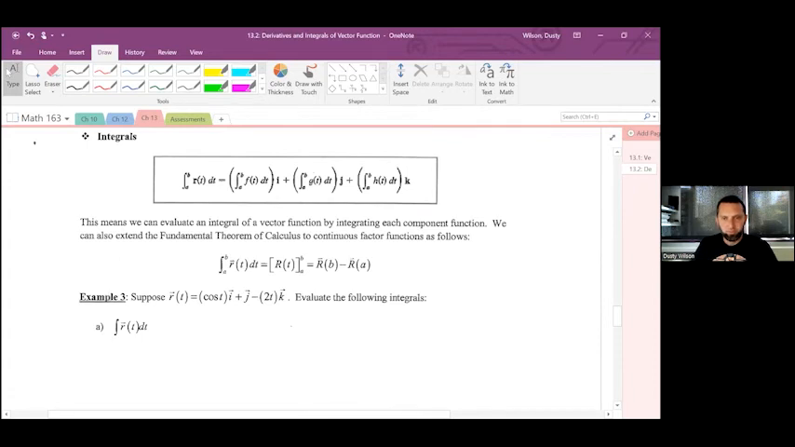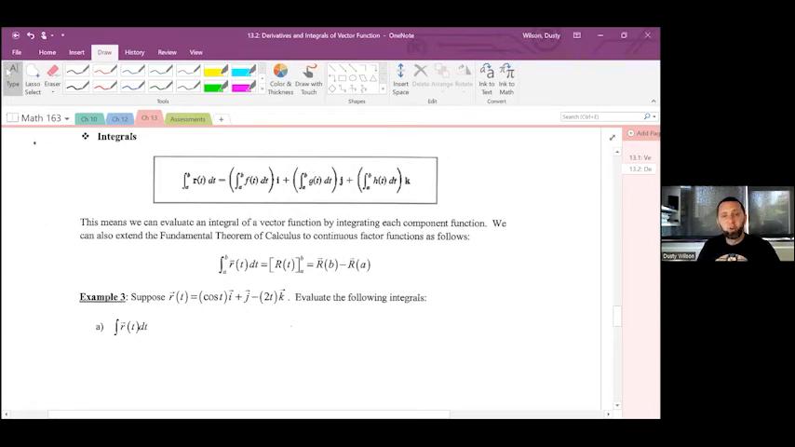Integrals. The integral from a to b of the vector valued function r(t) dt equals the integral from a to b of f(t) dt i plus the integral from a to b of g(t) dt j plus the integral from a to b of h(t) dt k. Here, of course, we are again assuming that r(t) equals f(t), g(t), h(t). So this means that we can evaluate an integral of a vector function by integrating each component function.